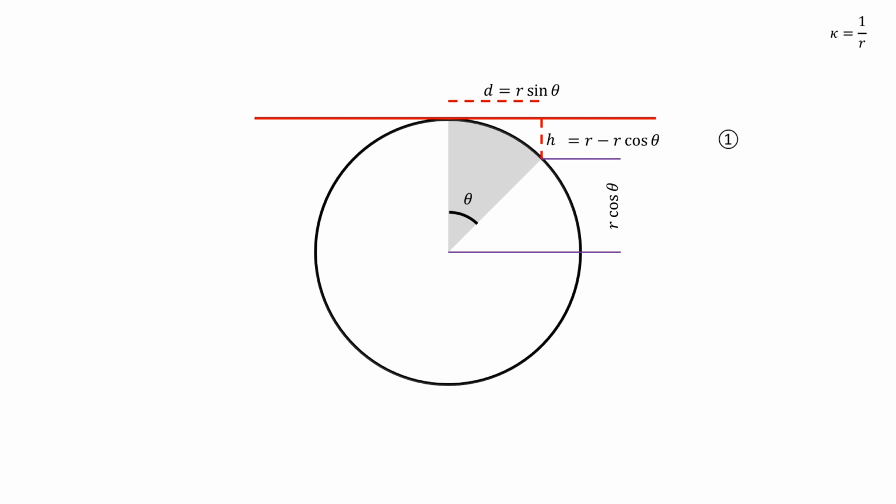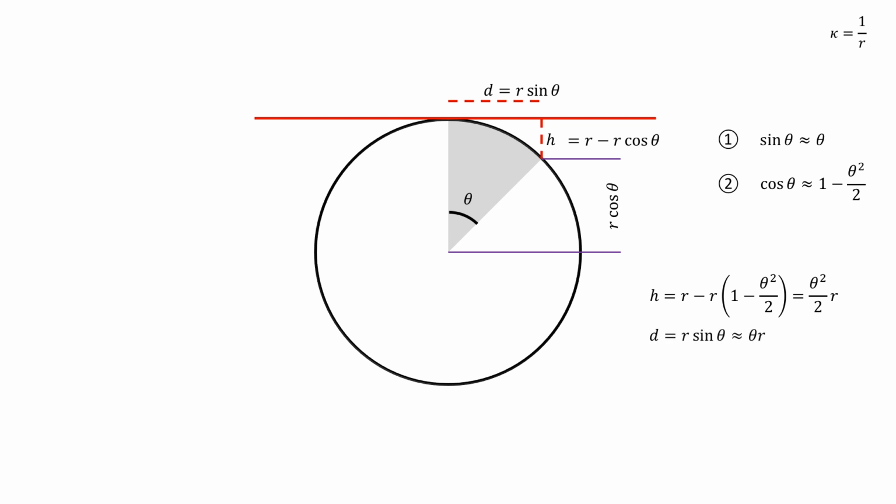The first is the small angle approximation where sine of theta is approximately equal to theta. The second is that we take the first two terms in the series expansion of cosine of theta, which is cosine of theta is approximately equal to 1 minus theta squared over 2. So our expression for drop height then becomes this. From our small angle approximation, we know that if d is equal to r sine theta, d is also approximately equal to theta r. And we can rearrange for theta. And we can stick that into our expression for drop height, whilst being careful to note that d is distance.